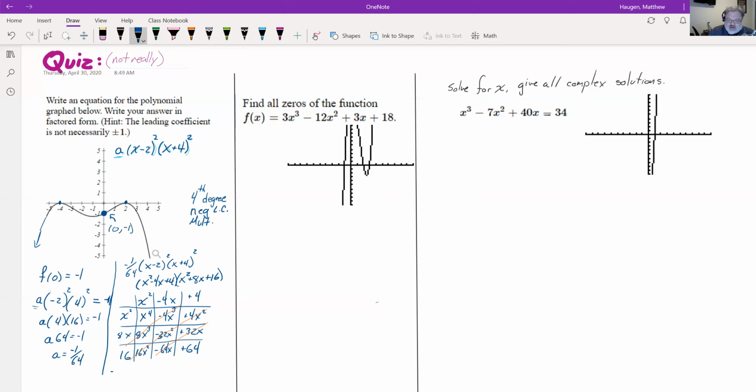So we get the negative 1/64th. And then x to the 4th plus 4x to the 3rd. Oh, was that negative 16 plus 4, so minus 12x squared minus 32x plus 64.